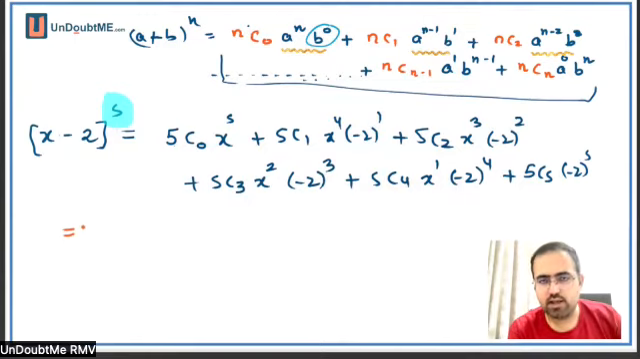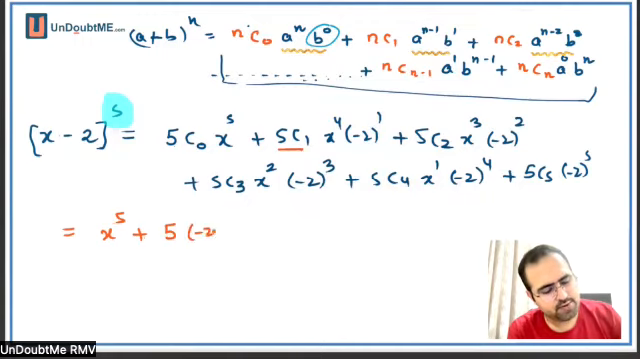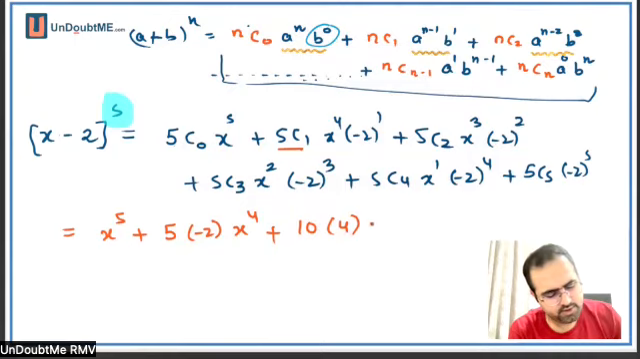Now 5C0 will be 1. So my first term is x to the power 5. 5C1 will be 5. So it will be 5 times negative 2 x to the power 4. Then the next term is 5C2. When you solve, 5 4s are 20 by 2, 10. So that will be 10 times negative 2 square. Negative 2 square is 4. A negative number, when it is raised to the even power, will be positive, x cube.